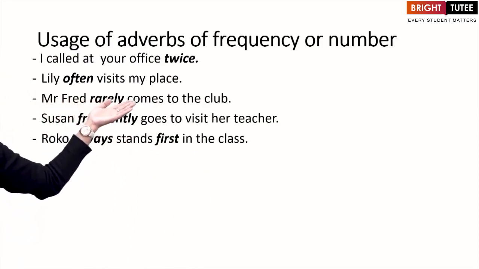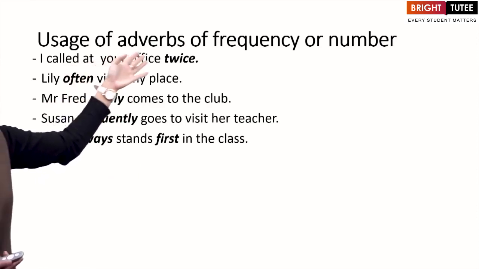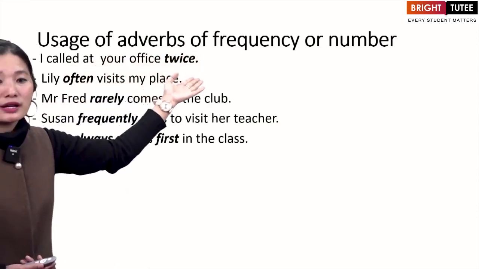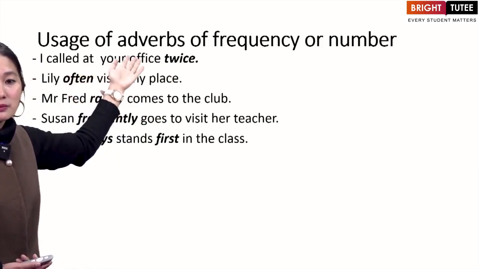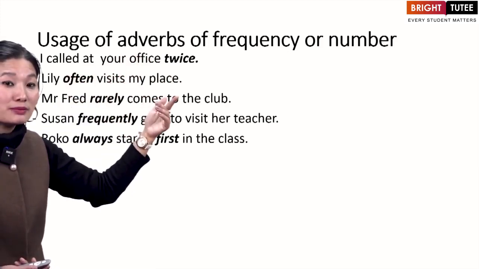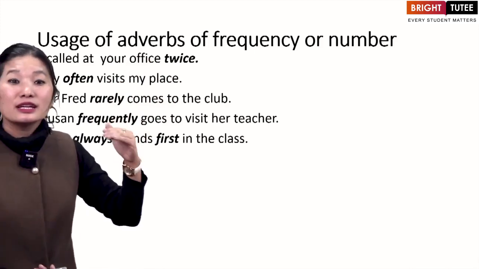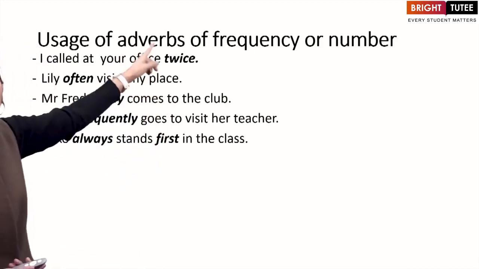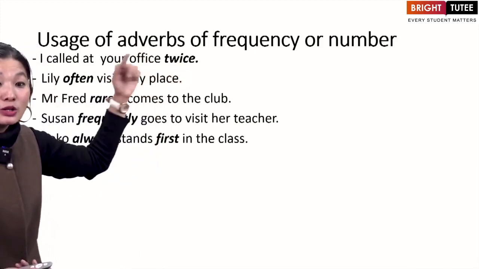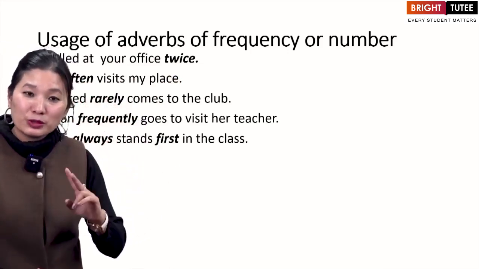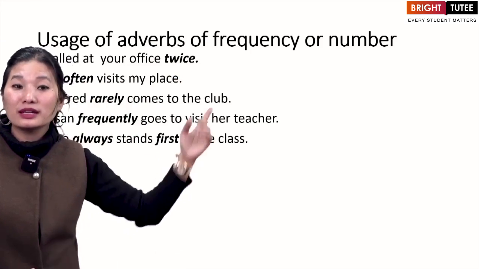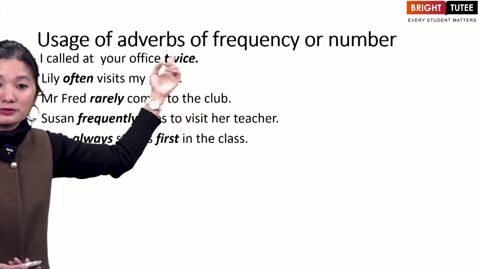Lily often visits my place. You will see the difference in their place, right? Twice, often. So, called is the verb here. It is usually placed before the verb, but not all the time. This is the example that I've given you in the first place. You will get to know that there can be even an adverb of frequency behind a verb. That is the reason why I placed this example first.